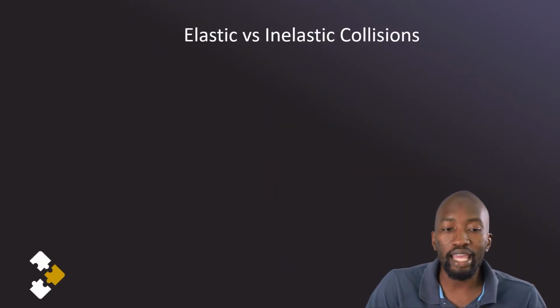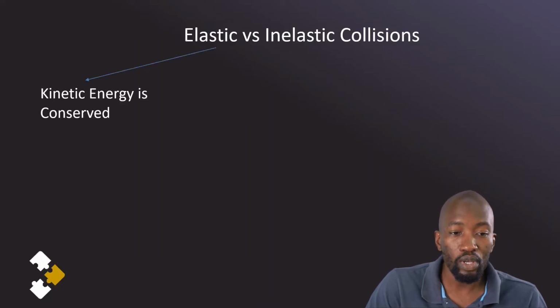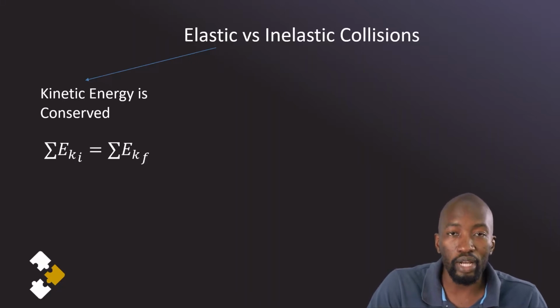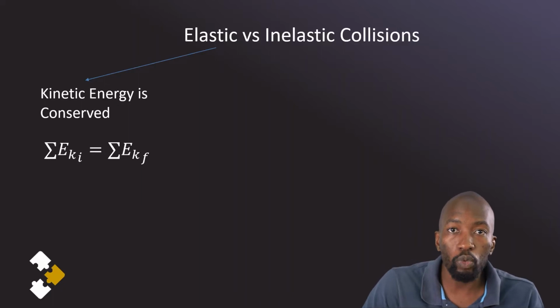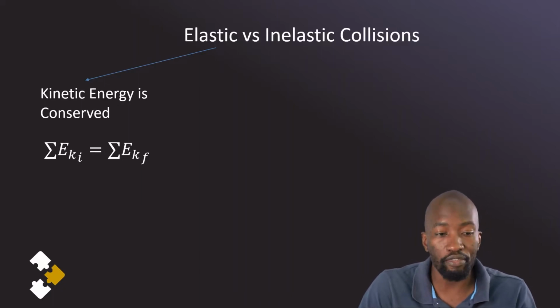Let's look at inelastic and elastic collisions. In elastic collisions, kinetic energy is conserved. This just means the kinetic energy initially is equal to the kinetic energy after. So the sum of those energies initially will be equal to the sum of those energies after the collision.